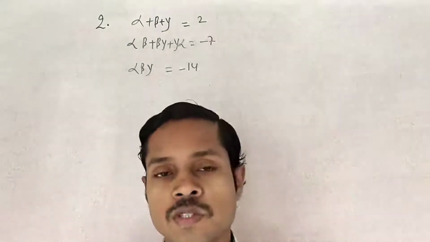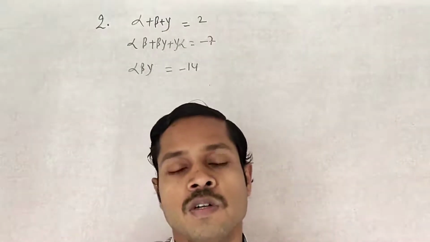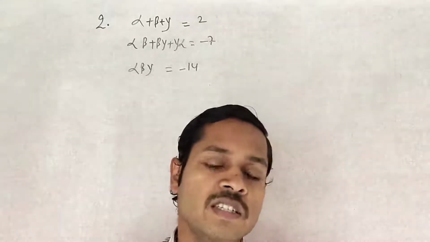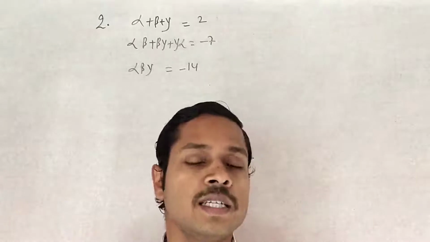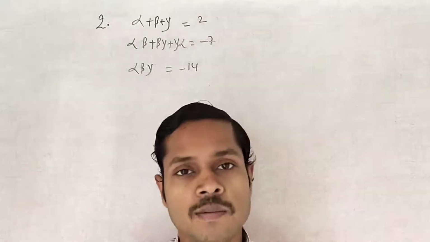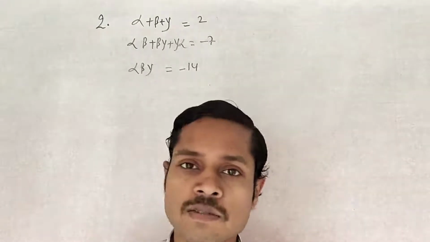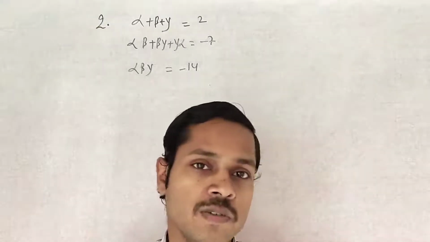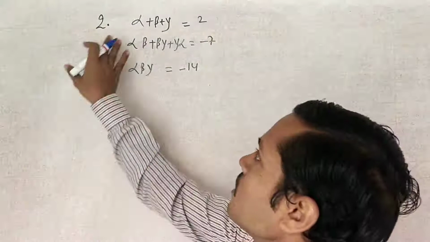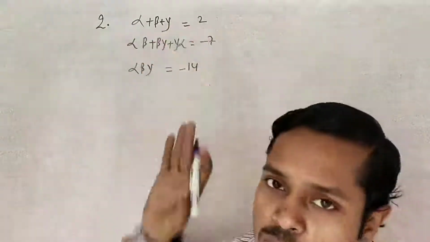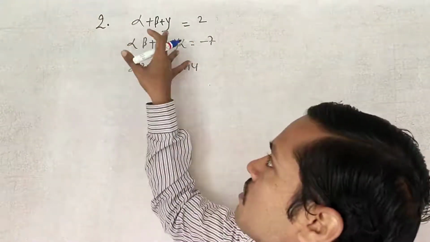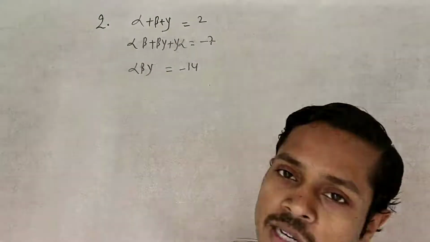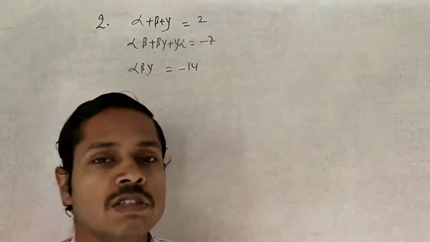Now students, we are going to solve question number 2. Question number 2 is something different from question number 1. What is the difference? In question number 1, alpha, beta and gamma are separately given. But in this question, the combined form is given. Look at there, which information is given? Alpha plus beta plus gamma is equal to 2, given. Alpha beta plus beta gamma plus gamma alpha is equal to minus 7, given. Alpha beta gamma is equal to minus 14, given. Clear?